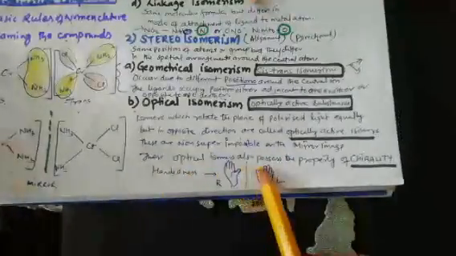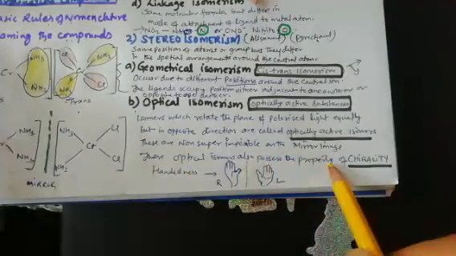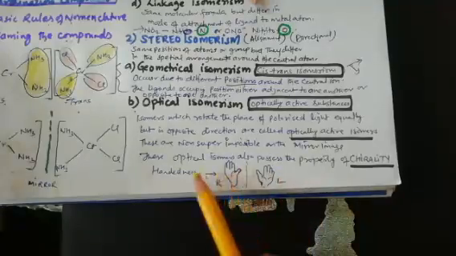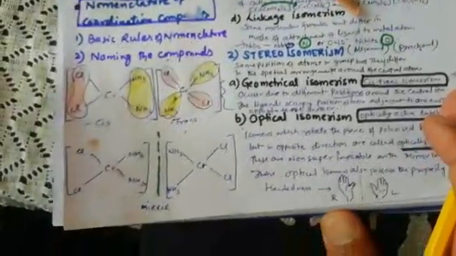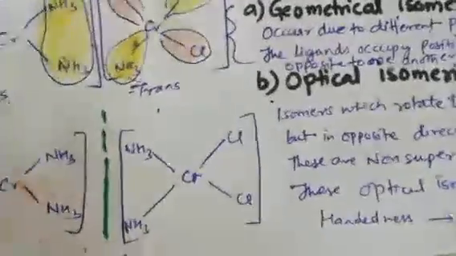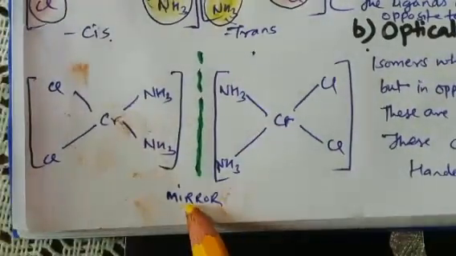This optical isomerism also possesses the property of chirality. Chirality is handedness, मतलब अपोजिट हैंड नजर आएंगे, ठीक है. Let's understand with the help of an example. This is the example of optical isomerism.